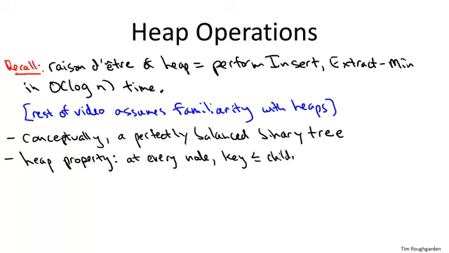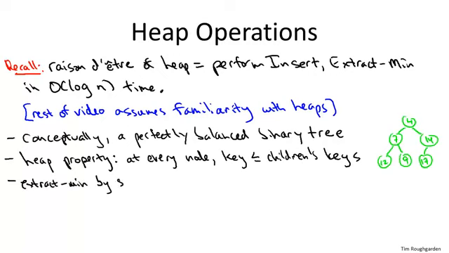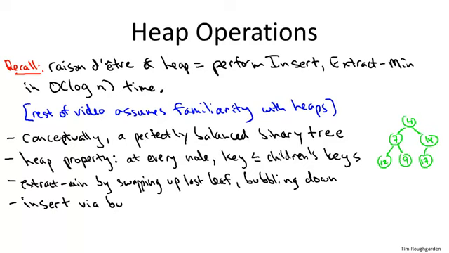This property ensures that the smallest key of them all has to be at the root of this tree. To implement extract min, you just pluck off the root. That's what you return. That's the minimum element. And then you swap up the bottommost rightmost leaf, the last element, make that the new root, and then you bubble that down as necessary to restore the heap property. When you do insertion, you just make the new element the new last leaf, bottommost rightmost leaf, and then you swap up as needed to restore the heap property.